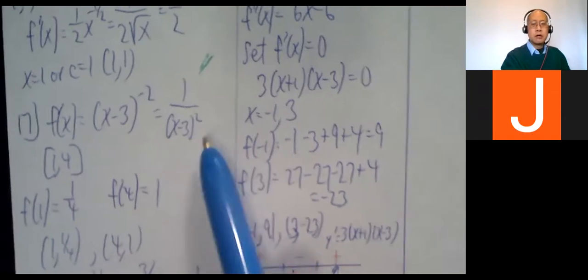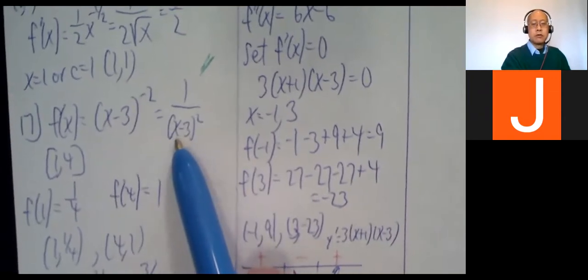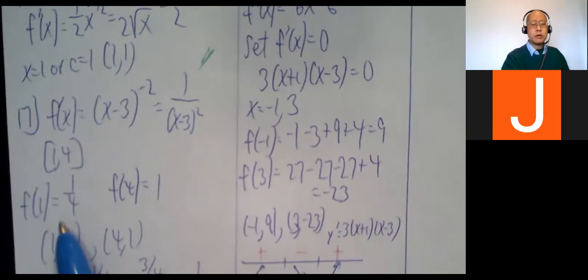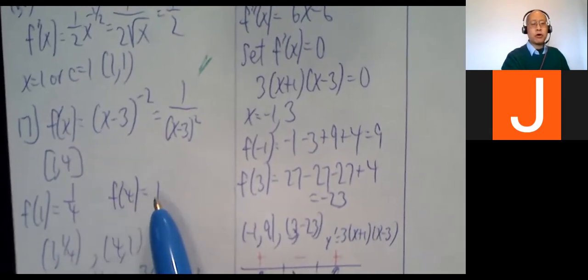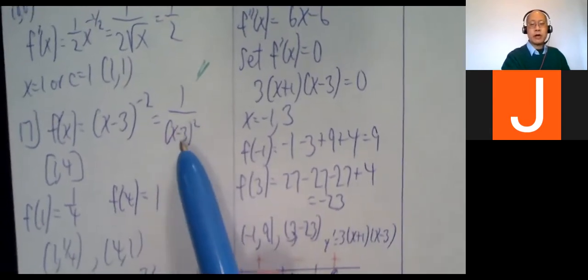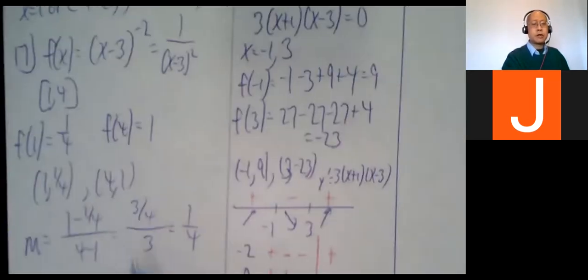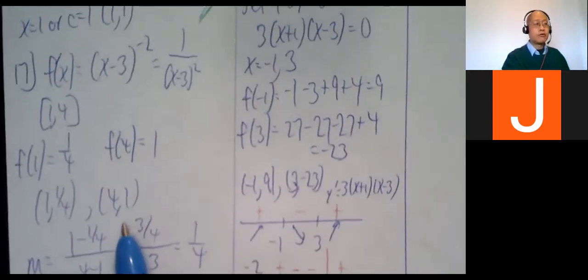So f of 1, plug in 1. 1 minus 3 is negative 2. Negative 2 squared is 4. So 1/4. f of 4 is equal to 1. Plug in 4. 4 minus 3 is 1. 1 squared is 1. So my 2 points are (1, 1/4) and (4, 1).